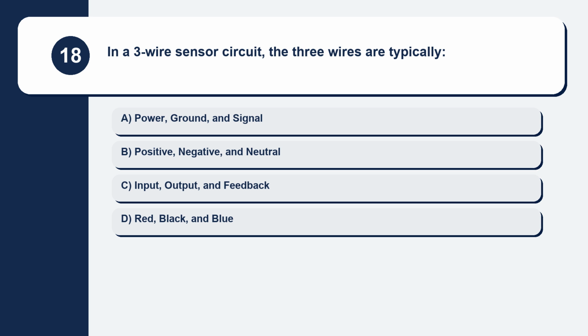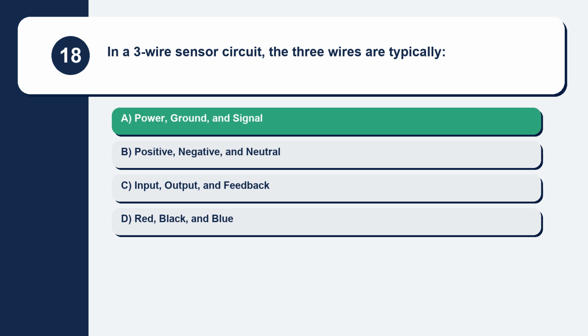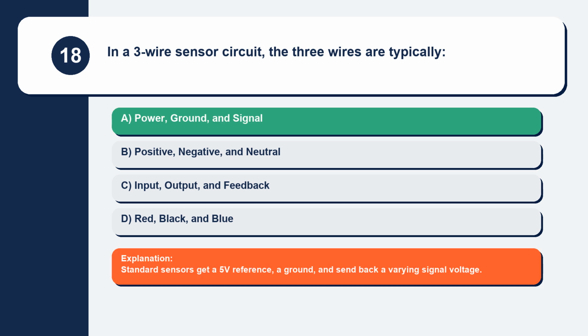Question 18. In a three-wire sensor circuit, the three wires are typically: power, ground, and signal; positive, negative, and neutral; input, output, and feedback; red, black, and blue. Standard sensors get a 5V reference, a ground, and send back a varying signal voltage.